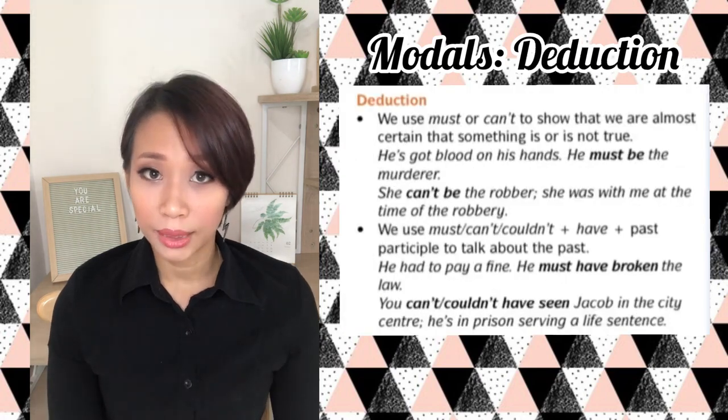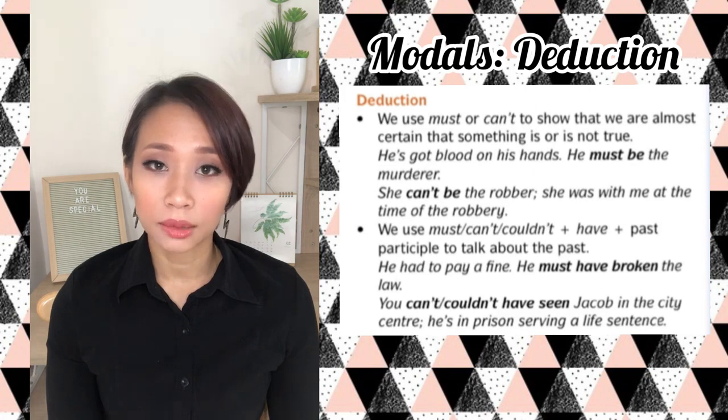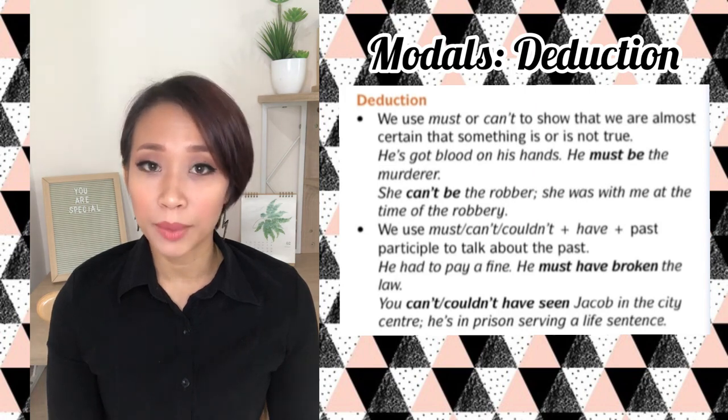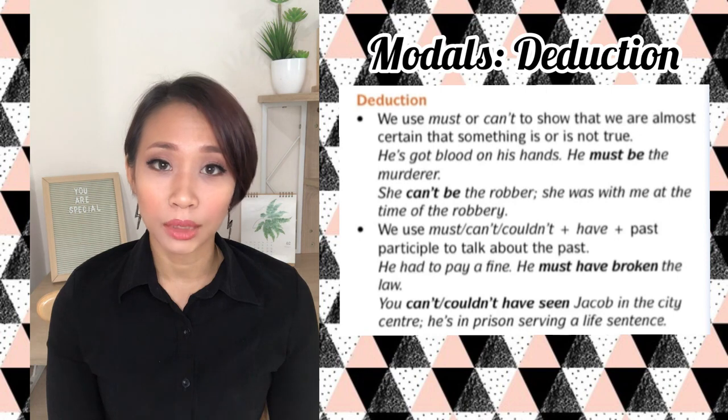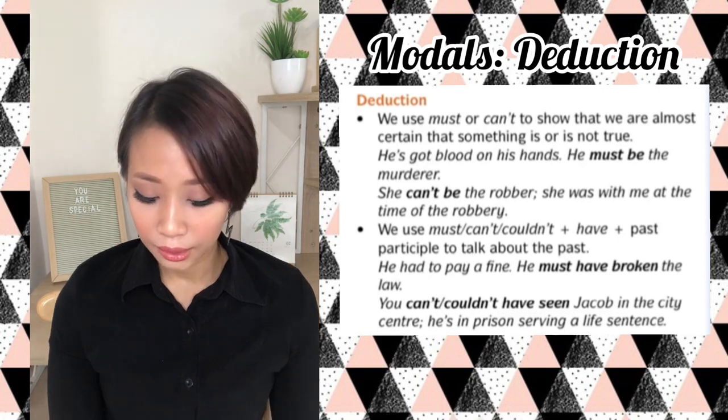Deduction, anggapan. We use must or can't to show that we are almost certain that something is or is not true. Kita guna must atau can't untuk menunjukkan kita hampir pasti sesuatu itu betul atau tidak. For example, he's got blood on his hands. He must be the murderer. Ada darah di tangannya. Mesti dia yang pembunuh.